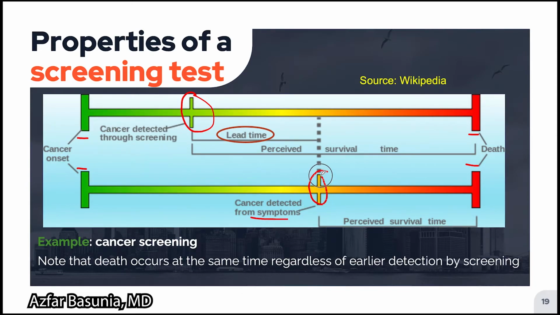Note that because the mortality happens at the same time point since the onset of the symptoms, detecting the cancer earlier did not lead to an improvement in the mortality rate or improvement in the prognosis of the cancer. The difference in the time point between the detection of the cancer by the screening and the detection of cancer through its symptoms is known as the lead time, as shown here. Again, lead time bias is happening because the death is occurring at the same time regardless of the early detection of the disease by screening.